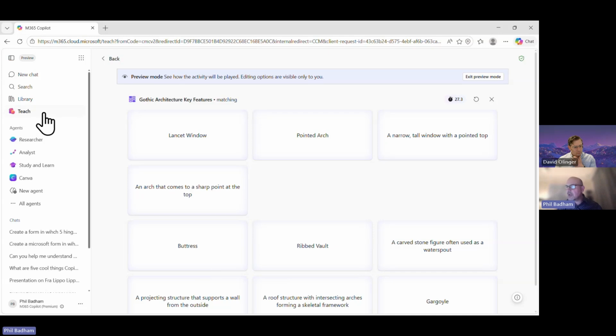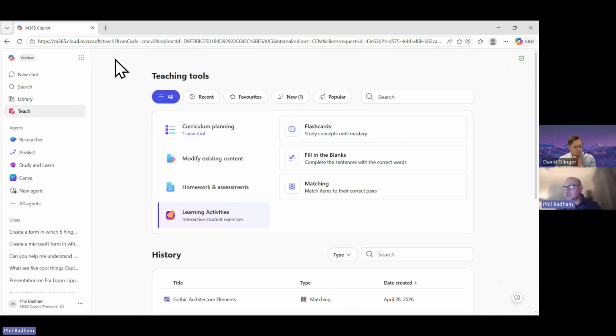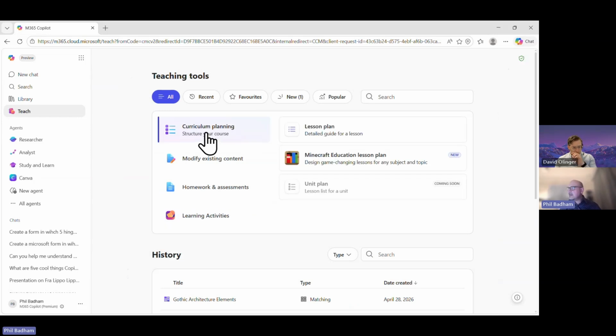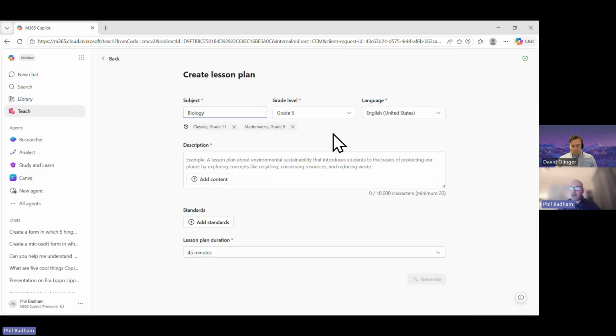But the one thing that I really want to have a look at here is how Teach supports planning. So let's go up to the curriculum planning up here, and we can see there that we've got 3 different things, including a very cool Minecraft education lesson plan. I love Minecraft, so this is news to me and music to my ears. But I'm going to use this for a lesson plan and create a detailed guide for a lesson. And once I'm in this space, I'm offered various tools to help me to get this right. So I'm going to choose a subject of biology and grade 5 level.